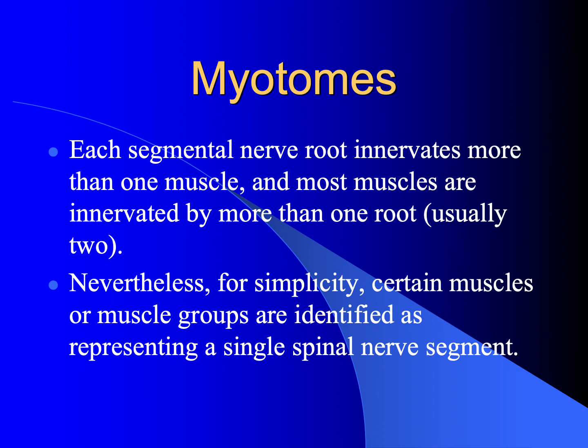Myotome is defined as a group of muscles which is innervated by a single spinal nerve root. However, assessment of myotome is more complex compared to dermatome, as each segmental nerve root innervates more than one muscle, and at the same time, most muscles are innervated by more than one segmental nerve root. In order to simplify this, specific muscles or muscle groups are identified to represent each single spinal nerve segment. This is also known as key myotome.